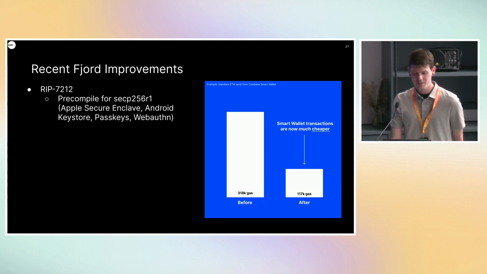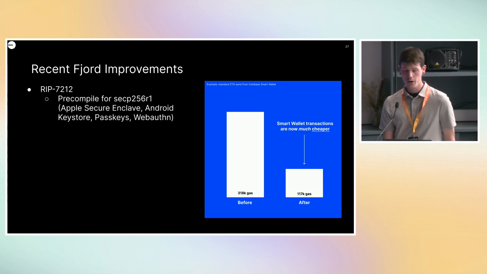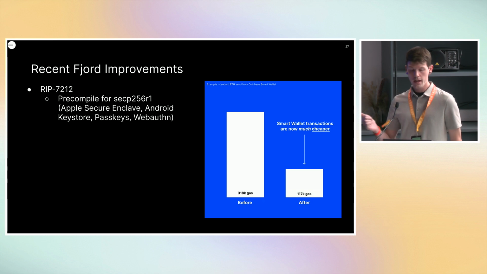But the biggest feature that it helped for smart wallets is that it includes a precompile for the WebAuthn passkeys, essentially. So it switched the gas overhead for a smart account from, in this example, 318K to 117K. And that was doing just a simple ETH transfer. So before this update, smart wallet transaction fees were prohibitive, and it made it a little more expensive.